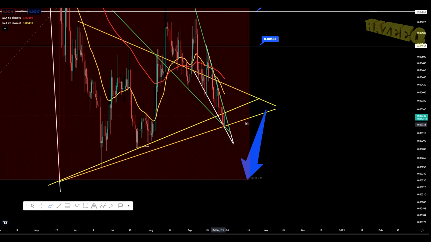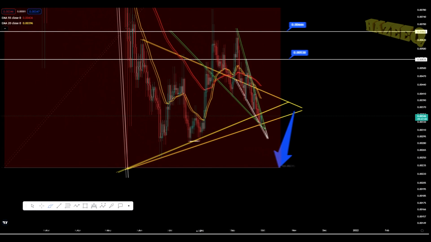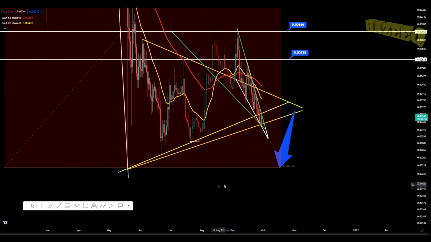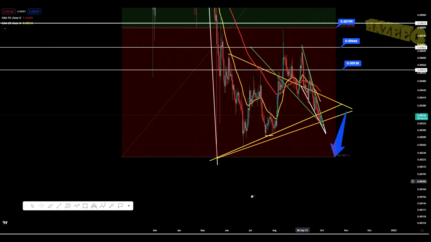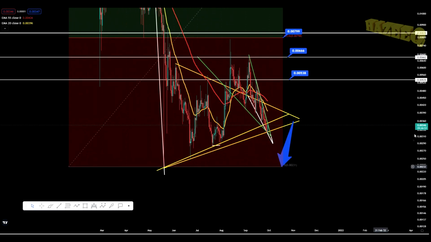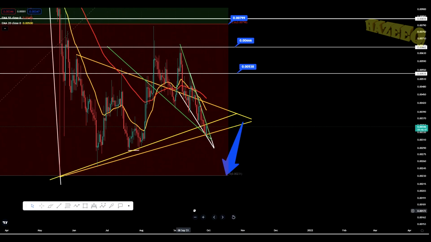But to invalidate this wedge, we would have to lose this support line and then come down, perhaps all the way to 0.00231. And I'm not saying that that's not possible. It is possible, but I don't think that it's going to happen. I think we're going to have a little bottoming out on Bitcoin very soon. And the alts can get dragged. Obviously, they're going to get dragged down with Bitcoin.